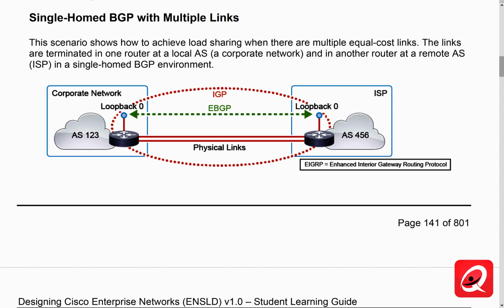We also have to do an update source command. The update source command indicates the source address that we're using for the BGP updates and the BGP messages. Otherwise, the egress interface is going to be used as the source for those BGP messages.